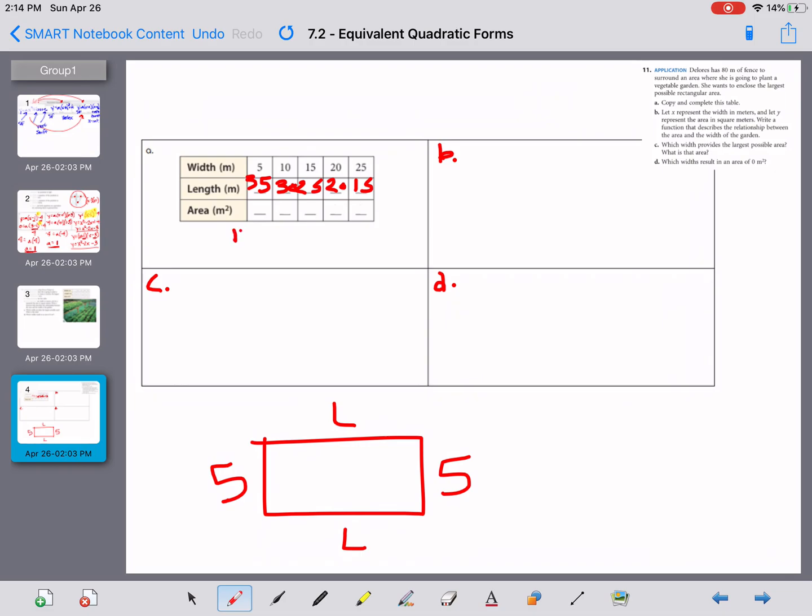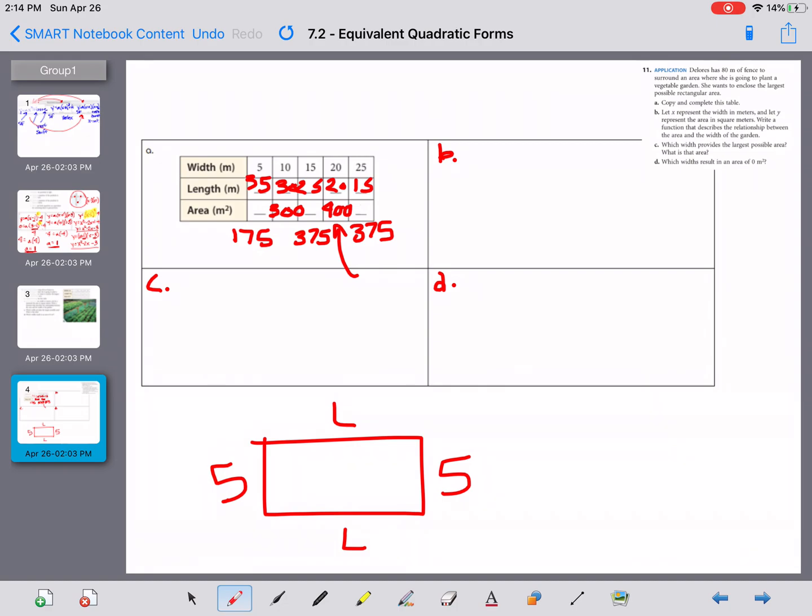So first one would be 175, then 300, then 375, 400, 375. That should be a little bit of a key. When I look at that, I said, whoop, there's my vertex. Okay. So I know that that's my high point, my max or my min. All right, so we got that.